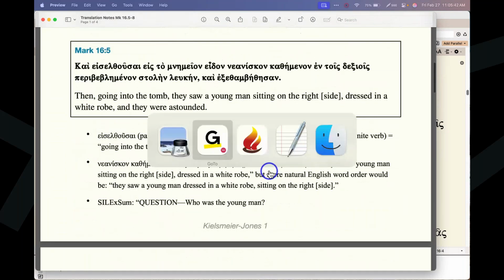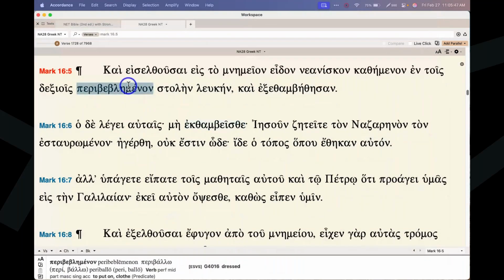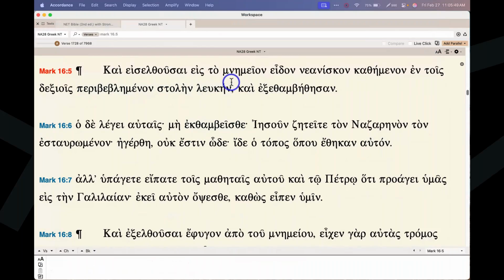So let me go to Accordance and pull that up there. Kai eselthusai eis to mnemeion, eidon neaniskon kathemenon en tois dexiois, peribeblemenon stolen leukon, kai exethambethesan.